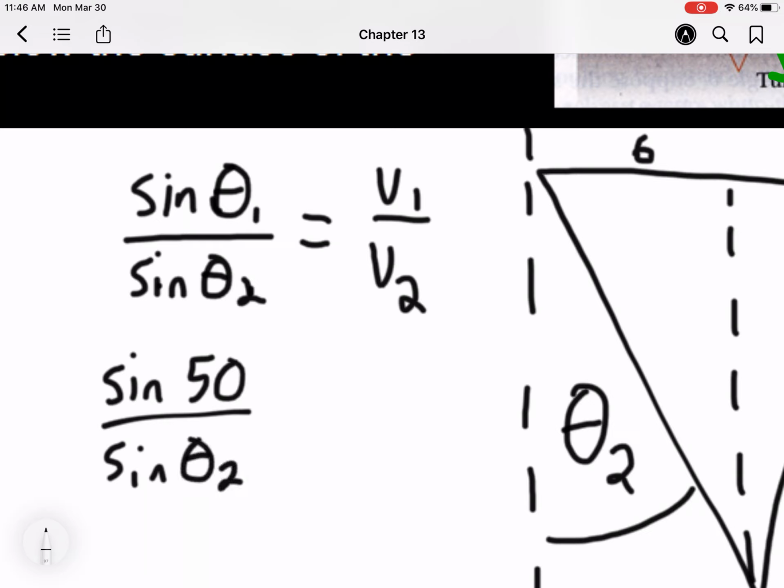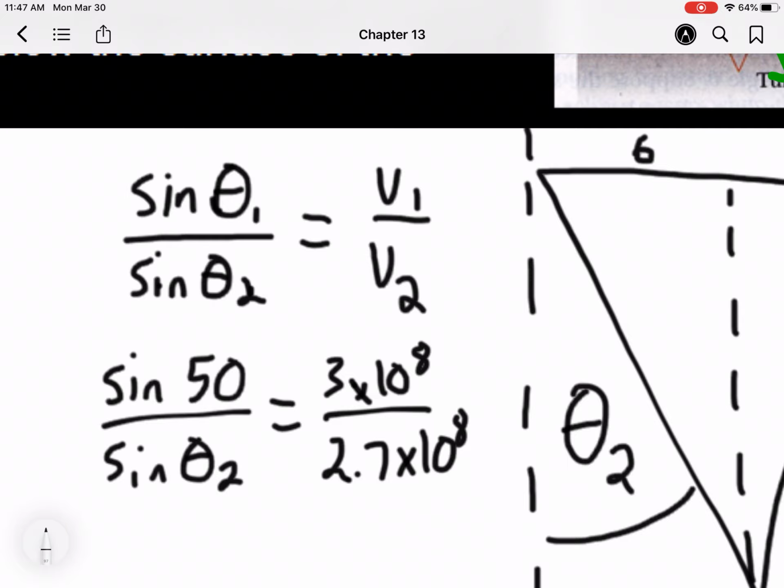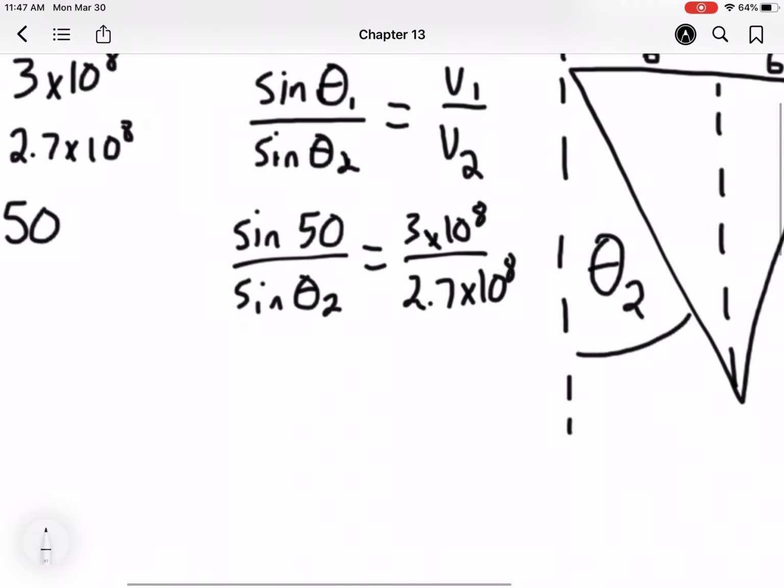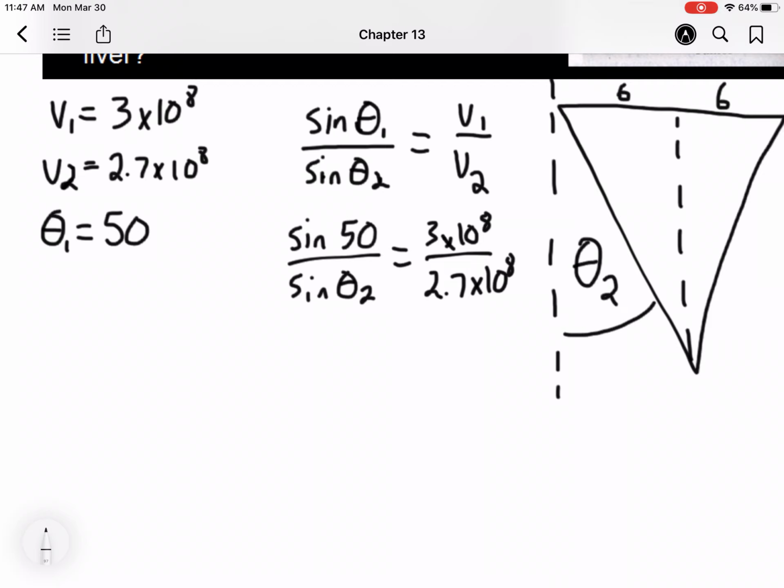Angle 2. V1 was 3 times 10 to the 8, and V2 was 2.7 times 10 to the 8, because it's going to slow down in a denser medium, right? So we do 3 times 10 to the 8 divided by 2.7 times 10 to the 8, which is 1.1111, and then you take sine 50 divided by that number and inverse sine that.